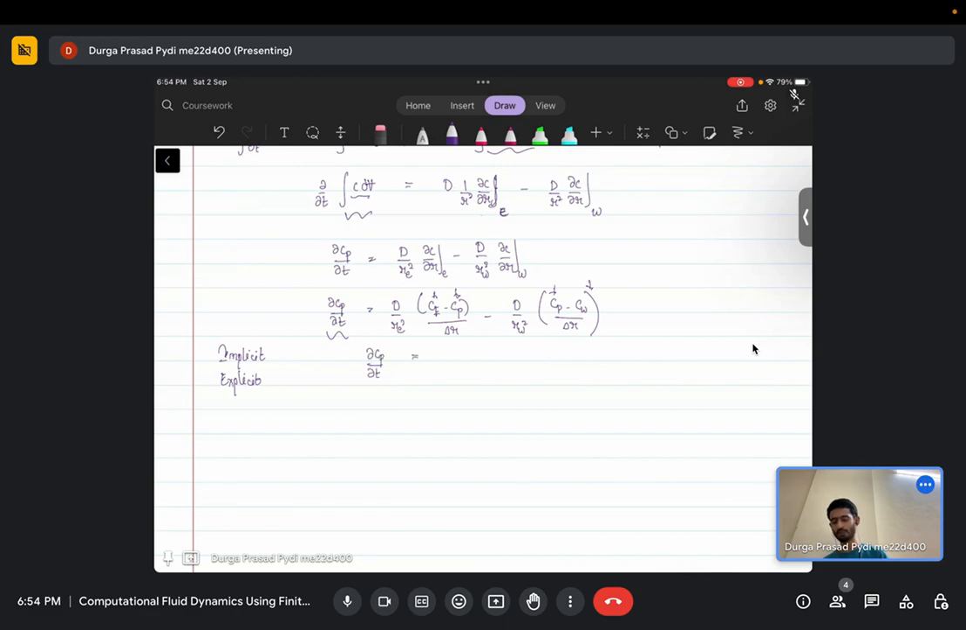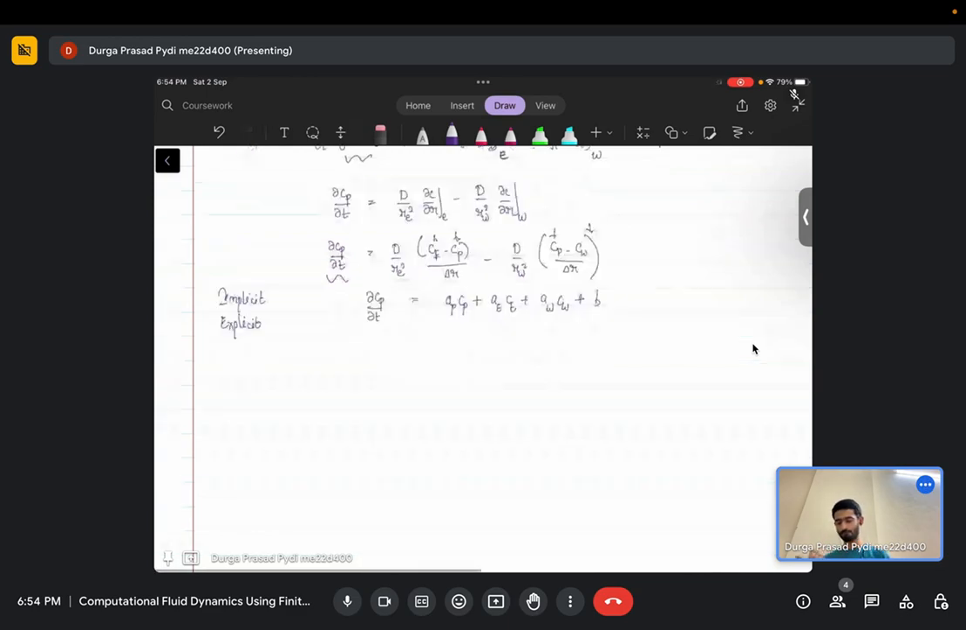You have some coefficients here. So you have some coefficient, say Ap times Cp, and some coefficient for the east and some coefficient for the west face. So when you have something like this, the first approach is you use some, say, Euler method.